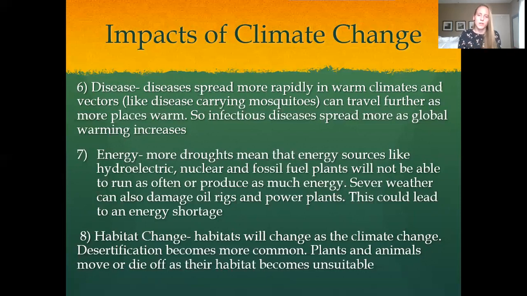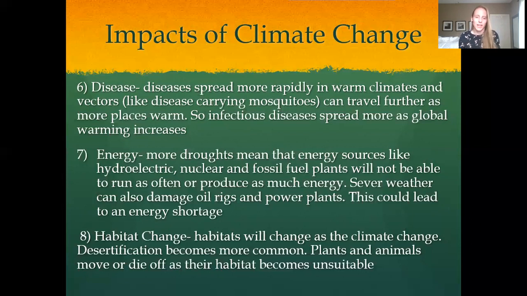Energy. More droughts mean that energy sources like hydroelectric power, nuclear power, and fossil fuel plants will not be able to run as often or produce as much energy because all of those rely on water. And then severe weather can also damage things like oil rigs and power plants, which could also lead to energy shortages. And this has happened as recently as Hurricane Katrina and stuff like that in the Gulf of Mexico.